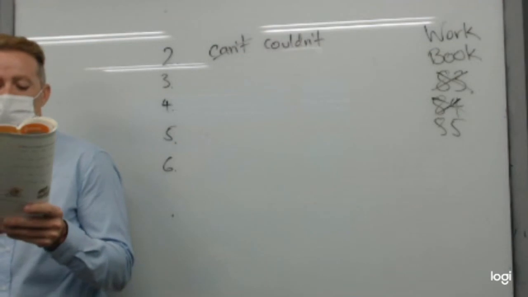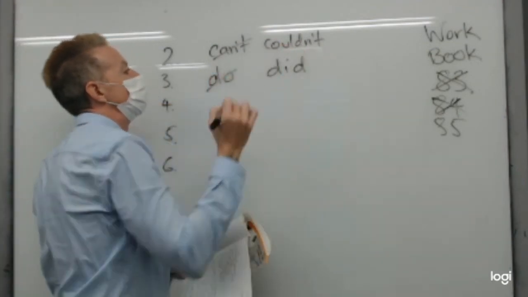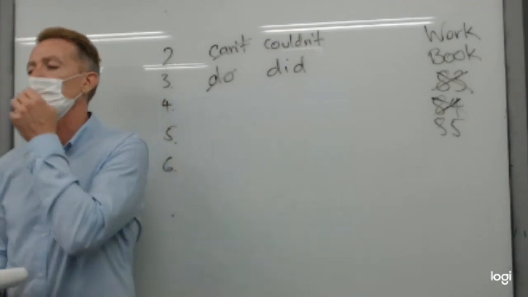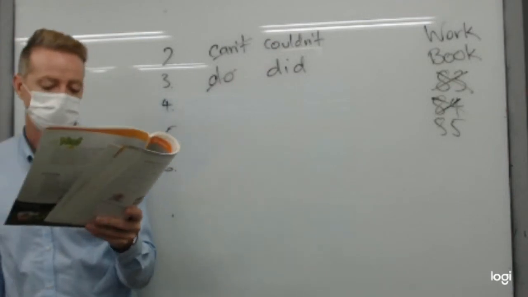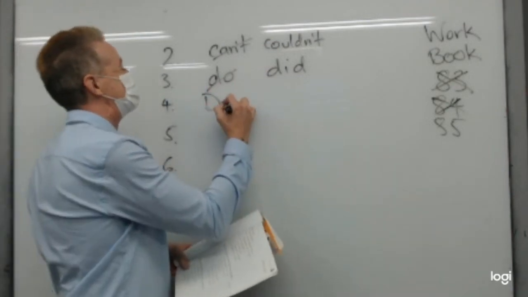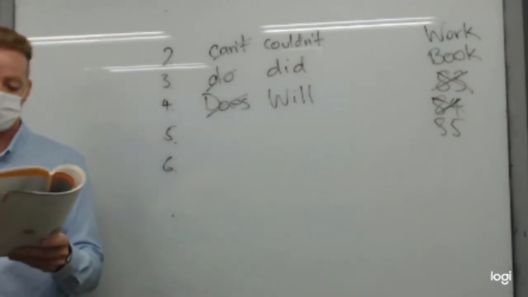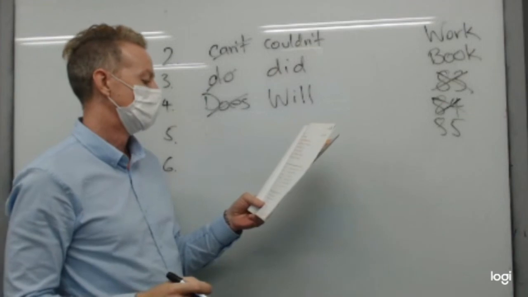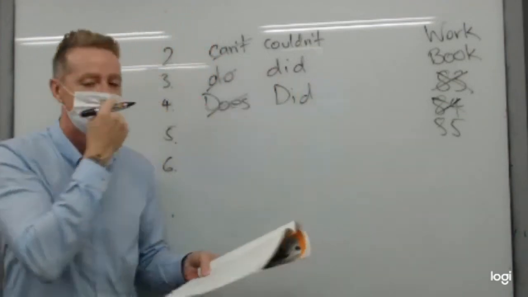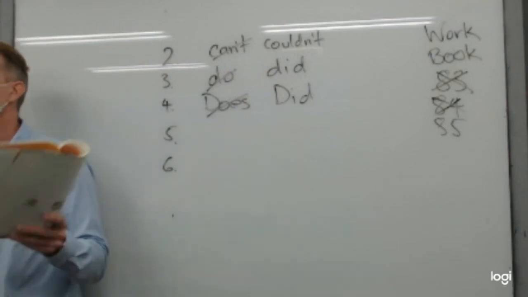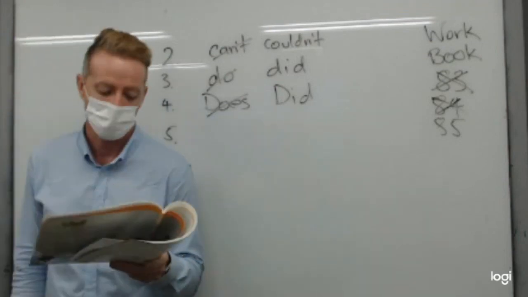Ellie, number two. Their homework at school yesterday? They did their homework at school yesterday. Correct. West. Will she go to grandma? Did she? Did she go last night? Right. Did you go to France last month? No. Okay. That five.